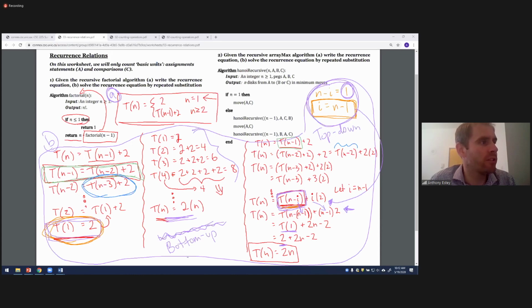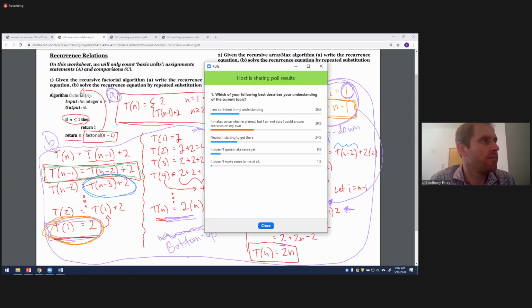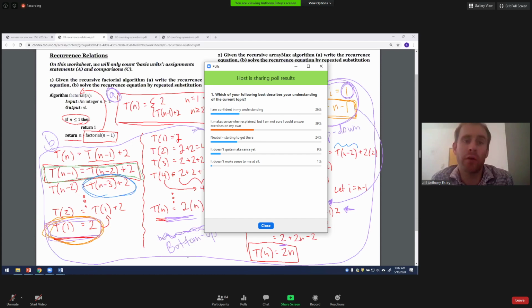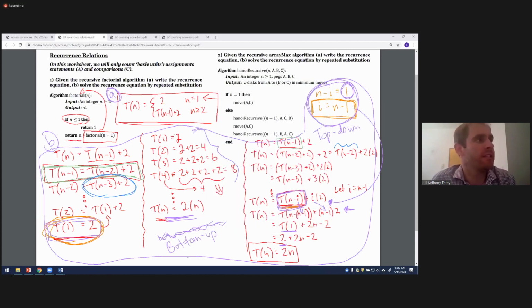Okay, looking at the poll results, about a quarter of you are confident, 40% of you think it makes sense but don't think you can answer it on your own. We will get more practice with this. Some of you are neutral, and 10% of you, it's still not quite making sense. So we'll take another look at this other side. I can save this, and then I'll clear it.